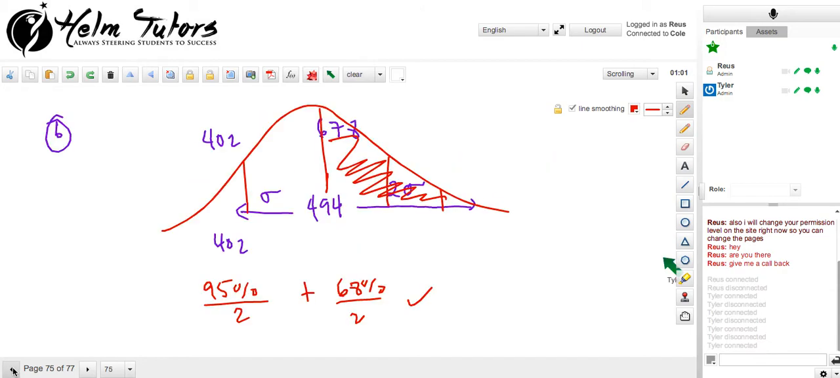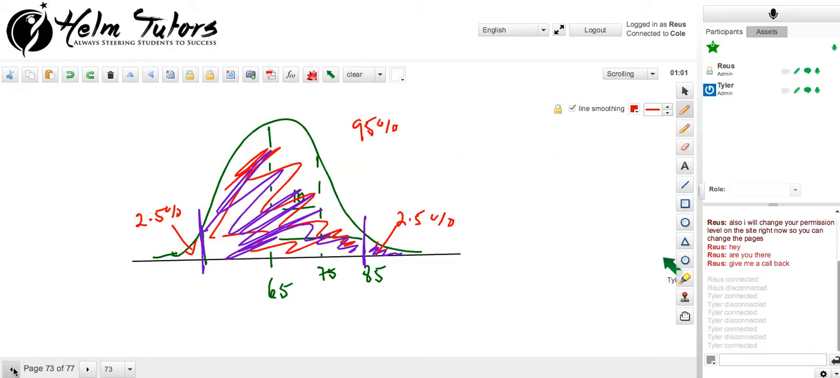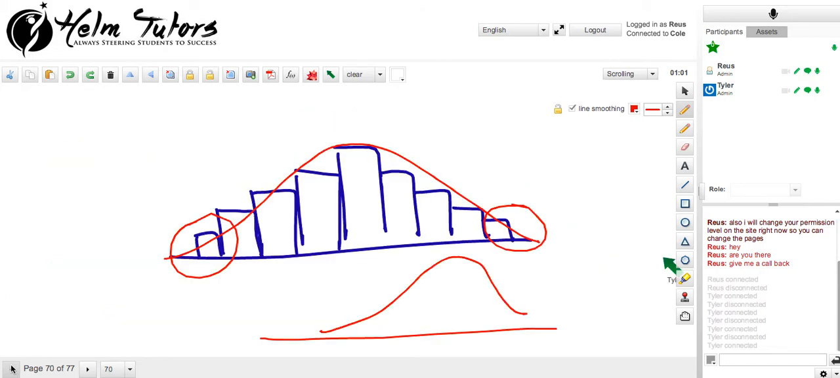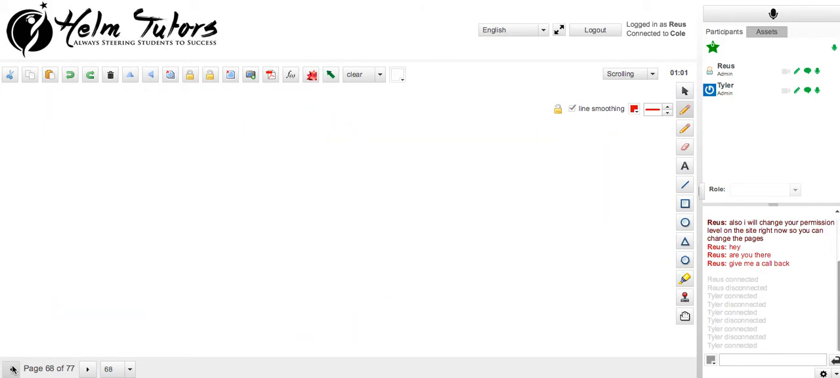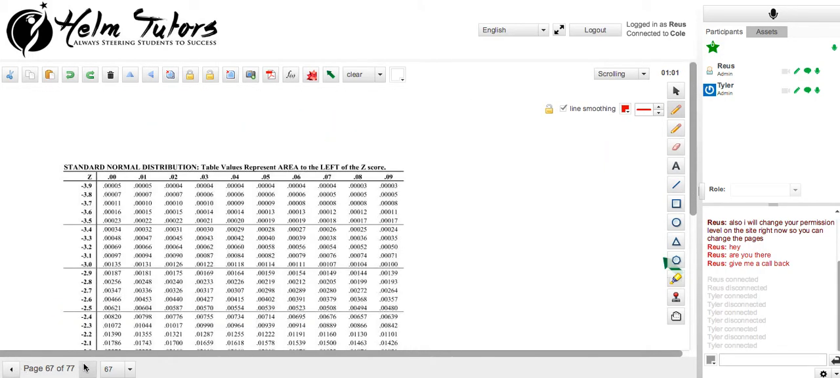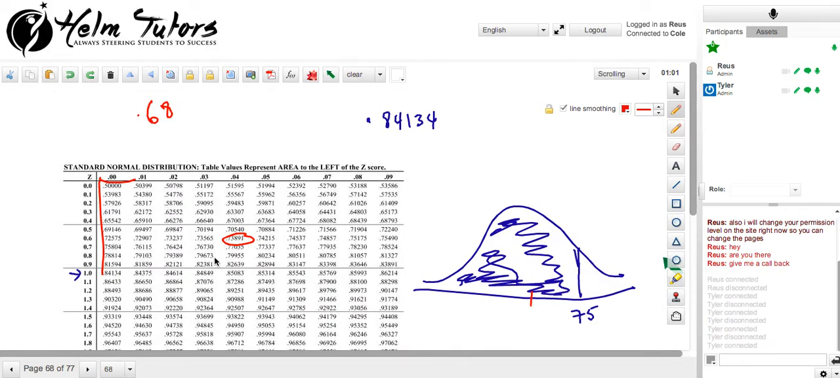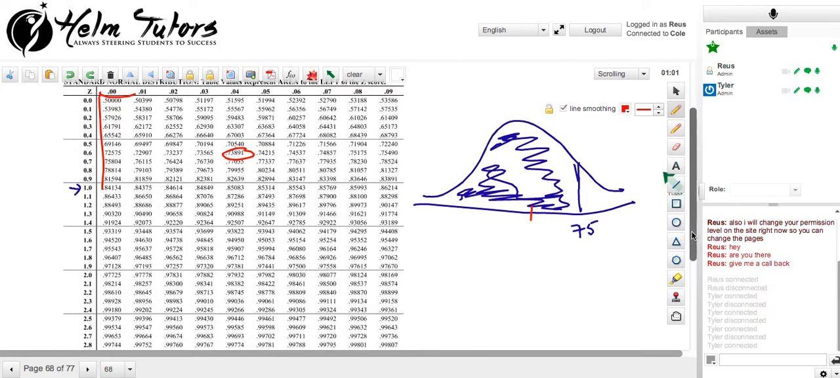Now coming back, so 2.23. So we got to be on the positive z table. But here we are, and so what would you do?